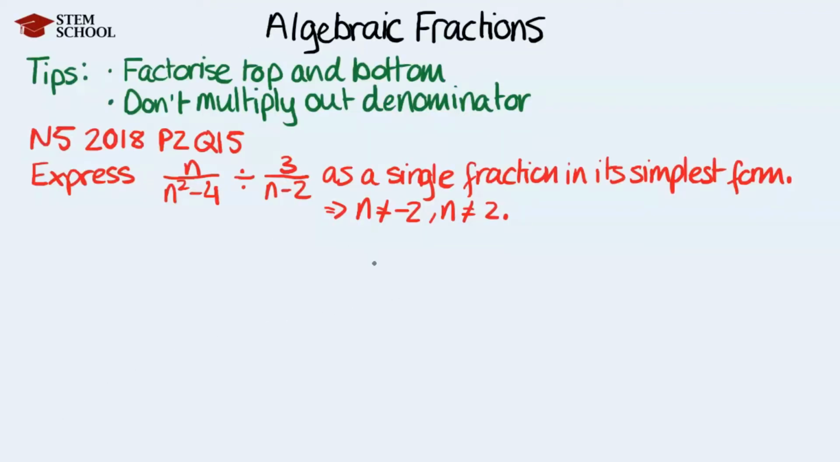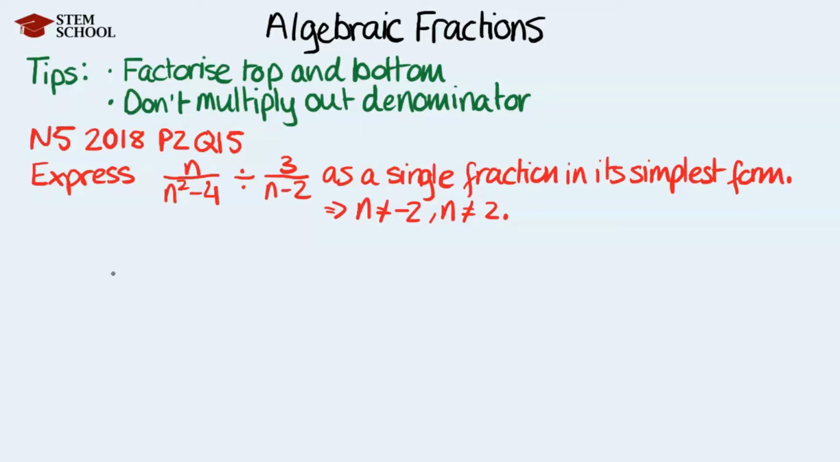And finally, we have this question where we have to divide. We've been told to express n all over n squared minus 4 divided by 3 all over n minus 2 as a single fraction in its simplest form. And we're told the statement that these algebraic fractions only exist for values of n not equal to minus 2 and n not equal to 2. So if you put these values of n into the denominator, they'll equal 0. And when you divide by 0, you get an undefined fraction. So that's all that statement is saying.